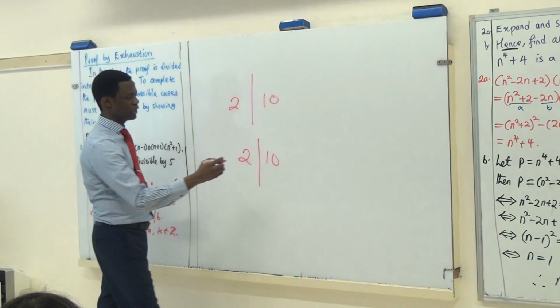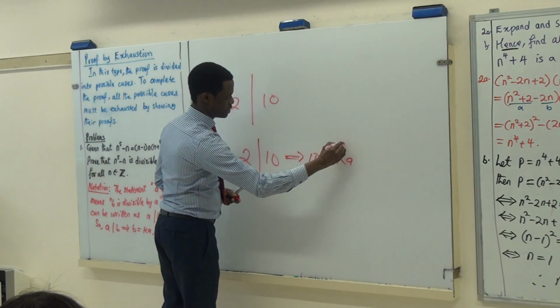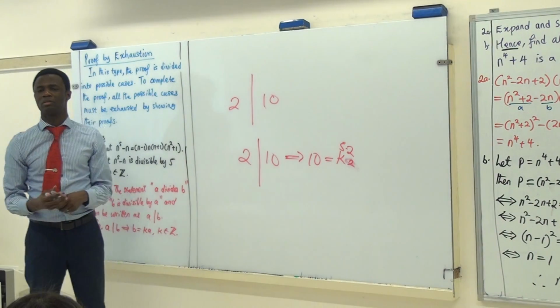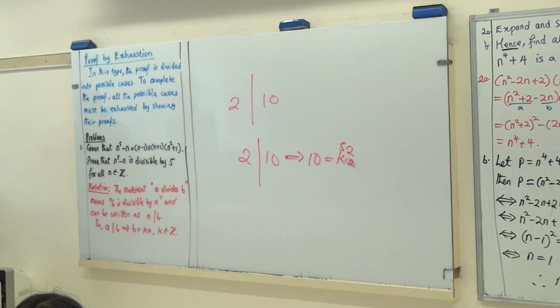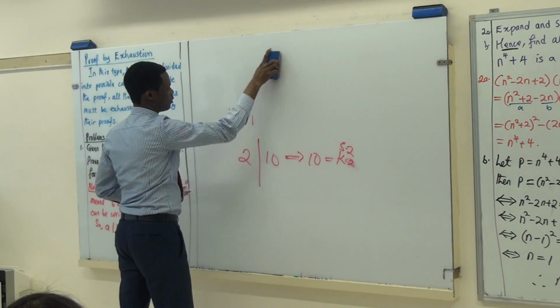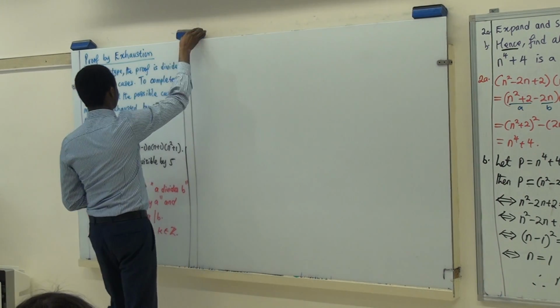Right? So this implies that 10 is actually some 2k. In this case, k is 5. Does it make sense? Okay? So I'm going to be using this, which is why I decided to quickly put it here now. So henceforth, this is what I'll be using when we're talking about divides.